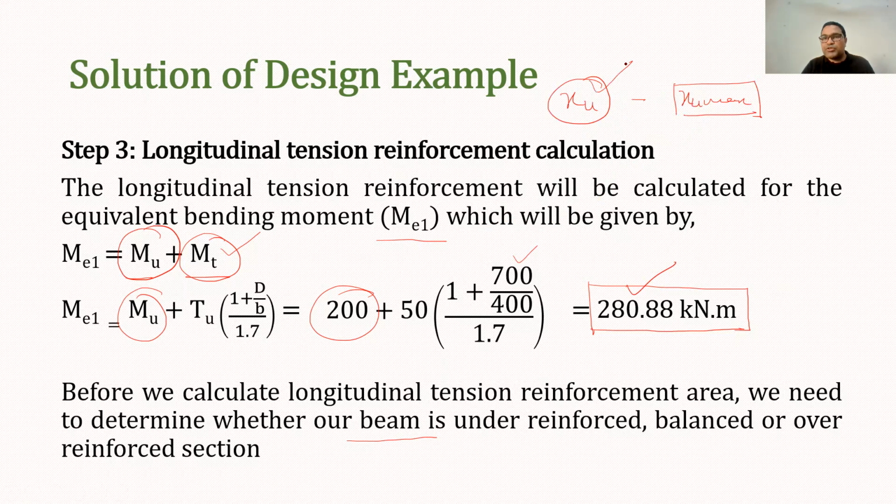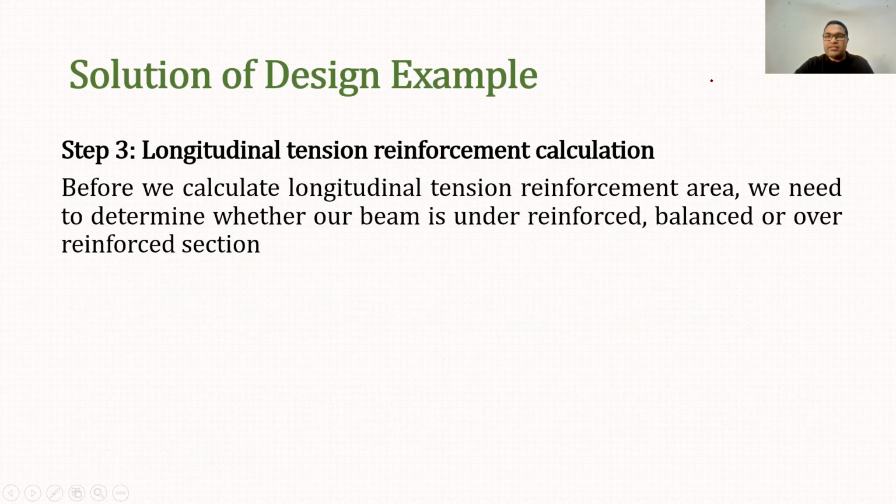When the actual depth of neutral axis is less than xu max, then we say that our beam is under reinforced. Similarly, if the value of xu is more than xu max, then the section is over reinforced. And when the value of xu is equal to xu max, then the section is balanced. So now, first of all, we need to find out the value of xu and xu max. The value of xu max can be determined using the IS code, and I will show you that in the IS code also.